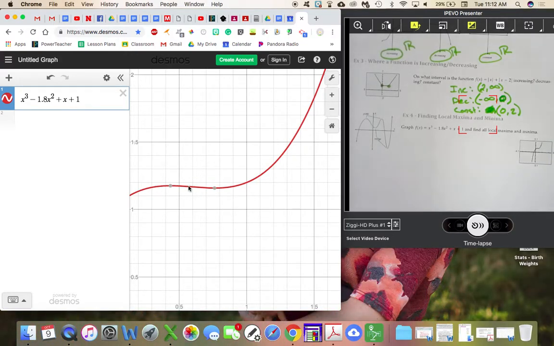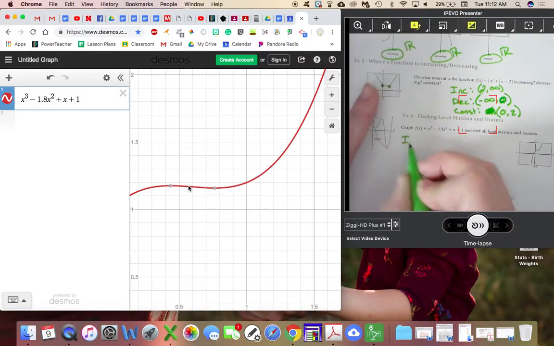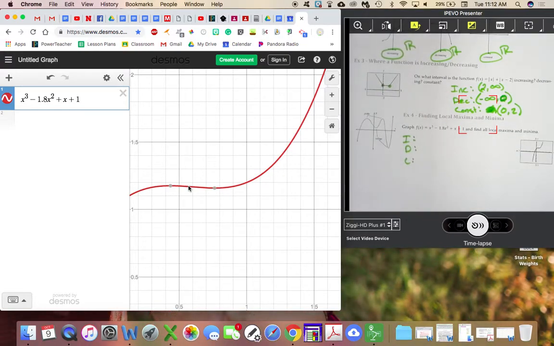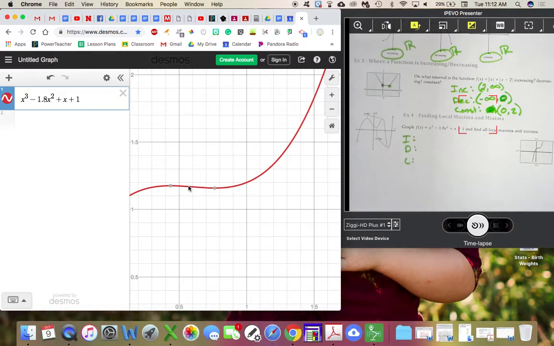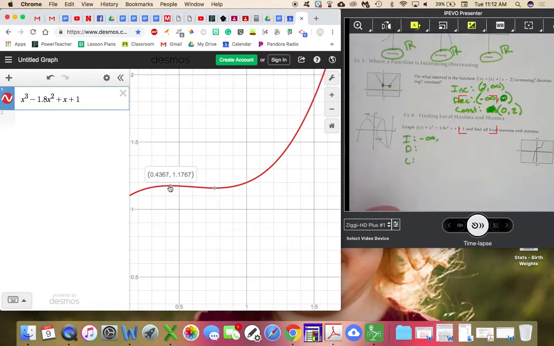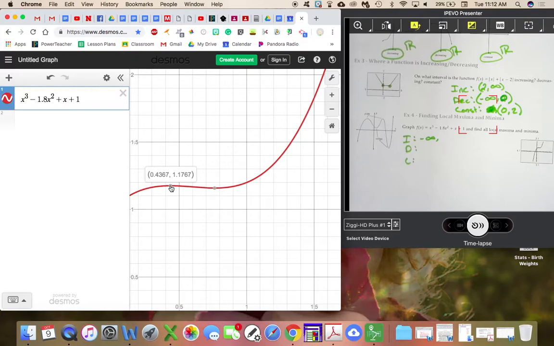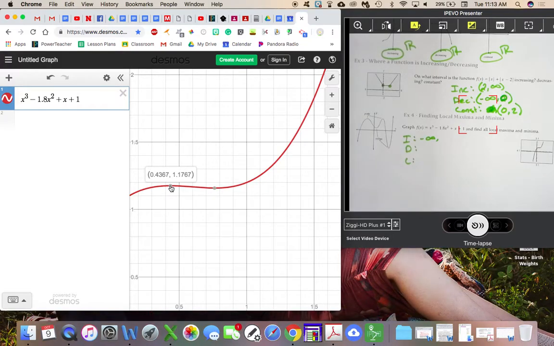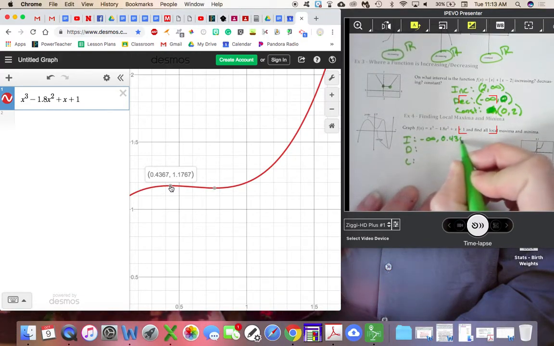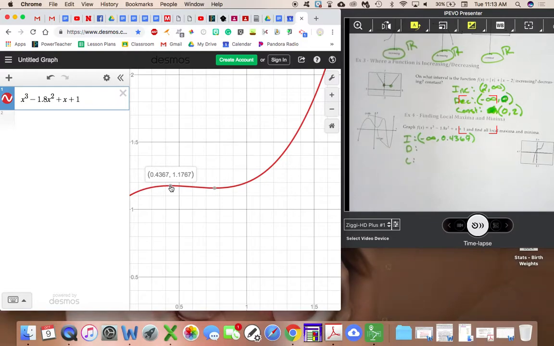So we need to make our intervals. Let's go ahead and do increasing, decreasing. They don't ask for it, but we'll do it again just so that we can locate our maximum and minimum, okay? So increasing is from negative infinity to this point, whatever it is. What do we put down for that point? We don't put down the 1.17, right? Just the 0.4367. Parenthesis, parenthesis. That's where it's increasing.